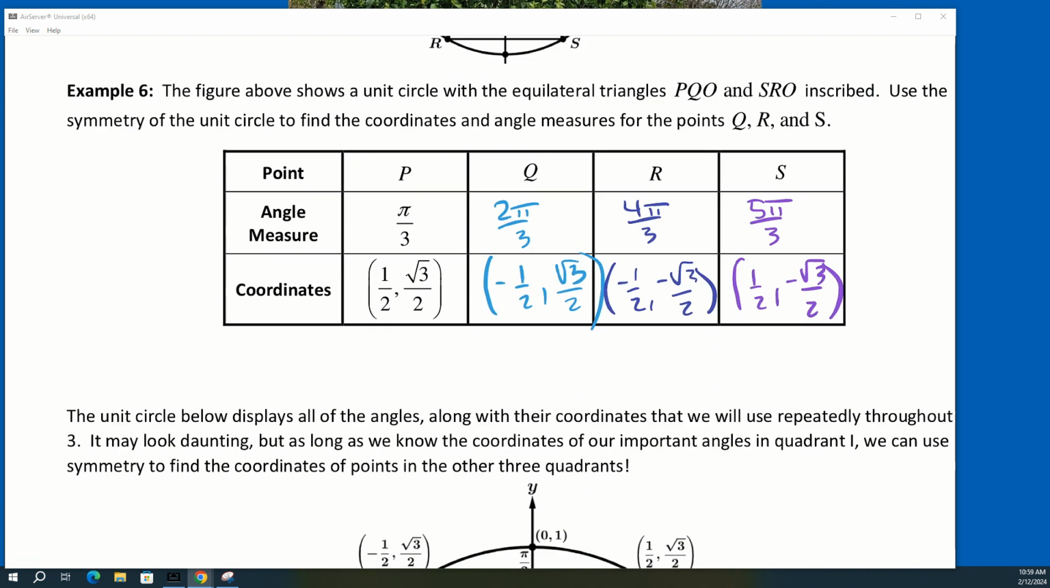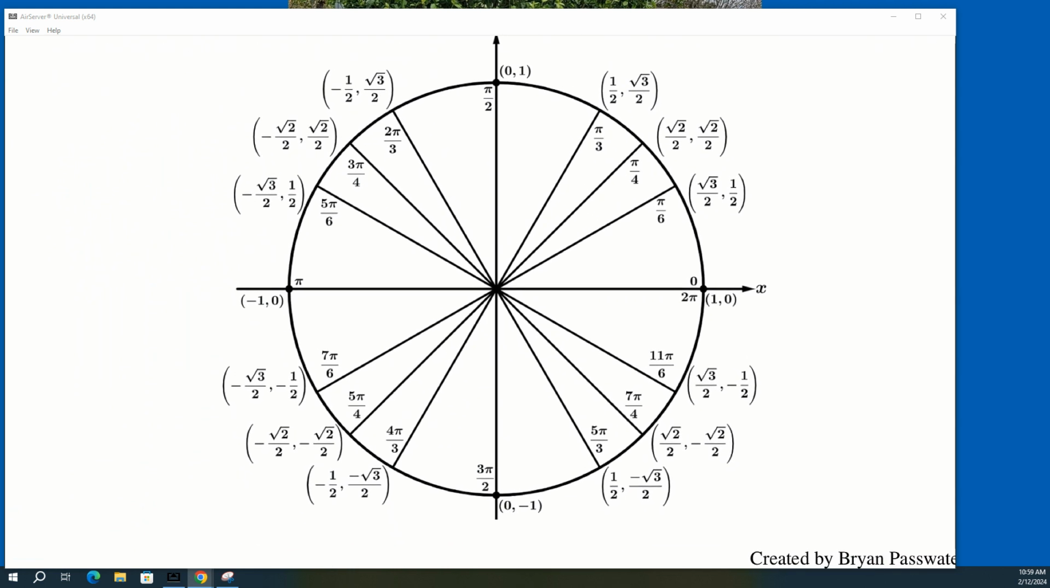All right, so underneath here is the unit circle with all the special angles and all of the ordered pairs that correspond to those points. So hopefully soon you're going to be able to create that all on your own.